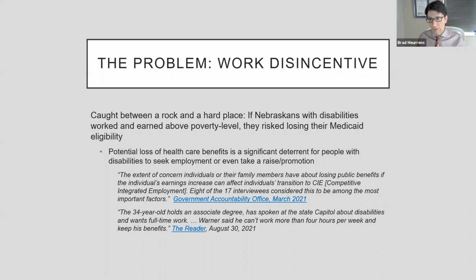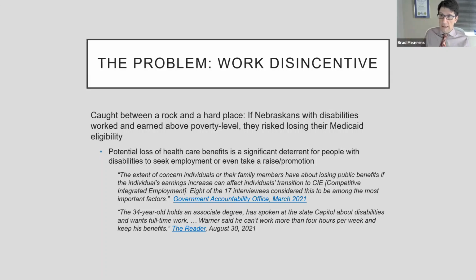And there was a recent article in The Reader out of Omaha that interviewed Michael Warner about his experiences around seeking employment. He was talking about how he can't work more than 4 hours per week and keep his benefits. And remember, Michael has an associate's degree and wants to work full time, but his need for healthcare, since it's tied to Medicaid and those other Social Security benefits, limits him, in his example, to 4 hours per week. That's a major disincentive, and ultimately puts people with disabilities into forced dependency.